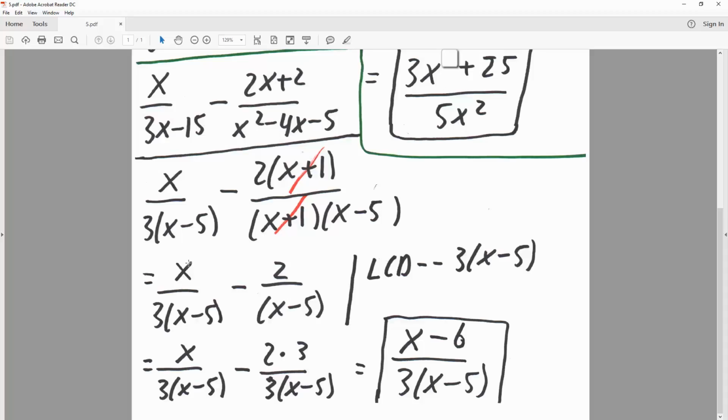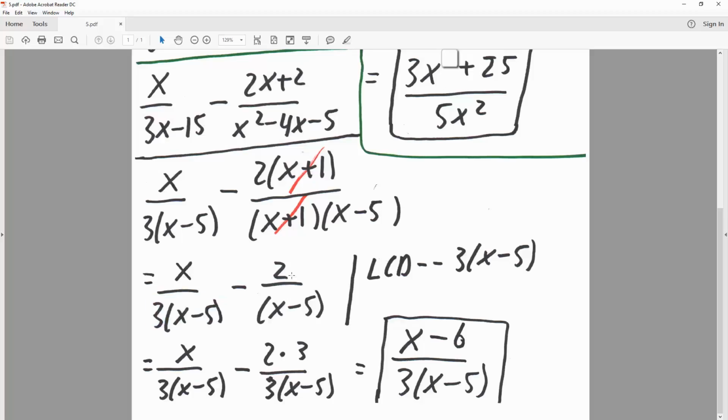So now we have x divided by 3 parentheses x minus 5 minus 2 divided by x minus 5. So the LCD, the least common denominator, will be 3 times parentheses x minus 5. So this one, it's already 3 parentheses x minus 5, so we don't change it.